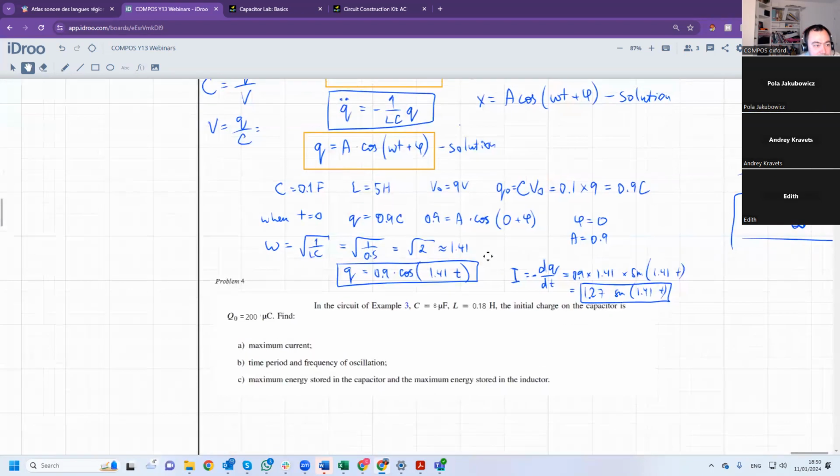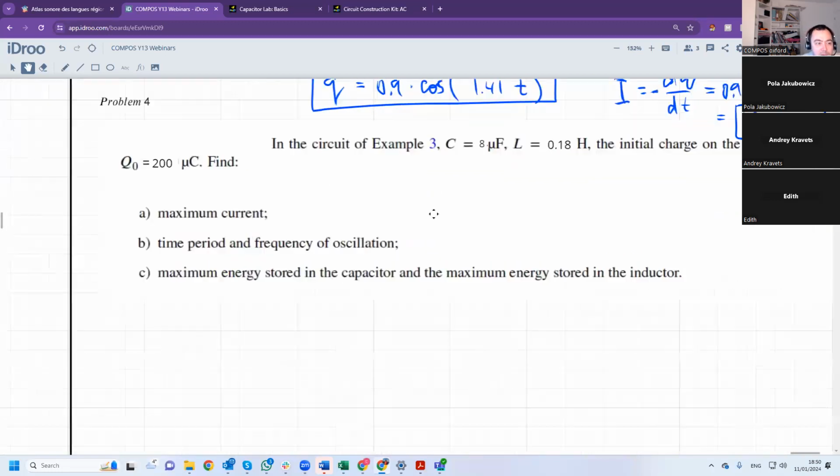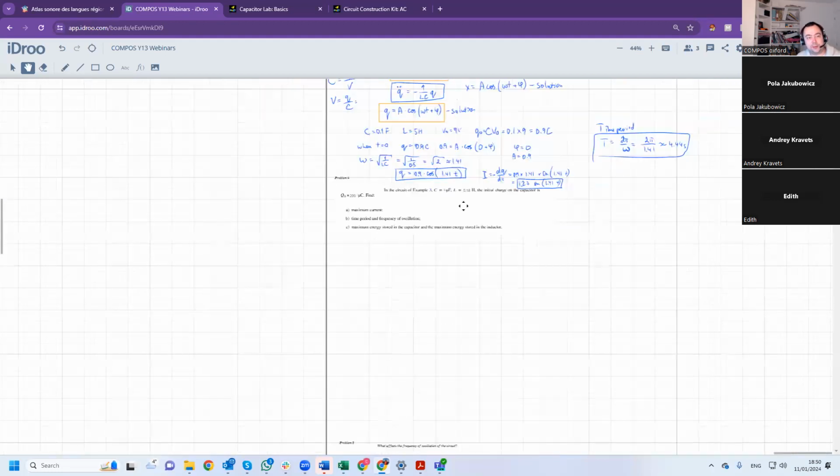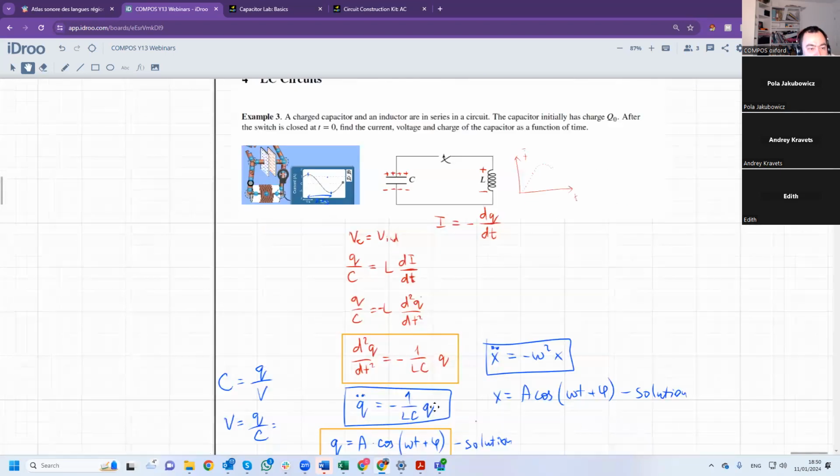All right, so let's look at problem 4. We're talking about the same circuit.